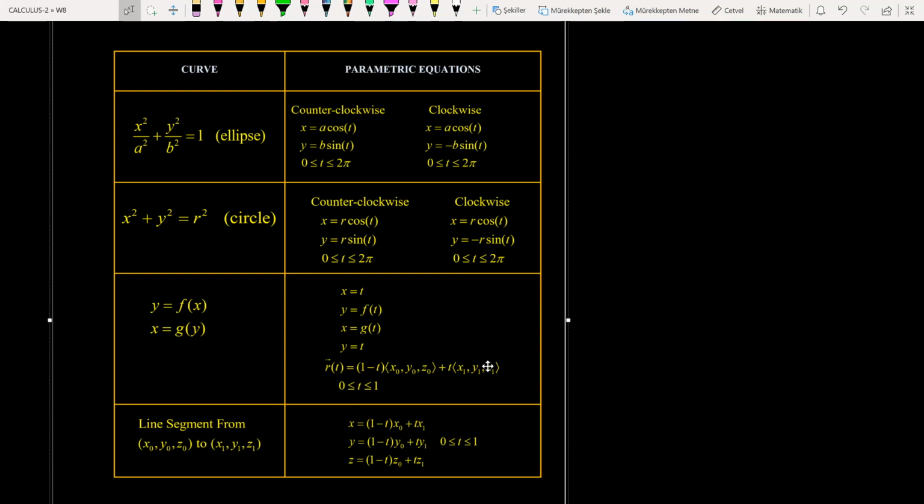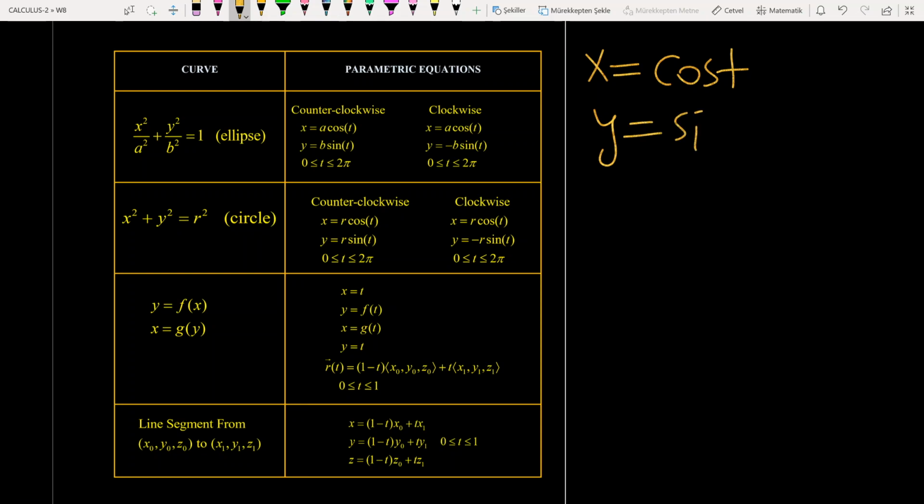For example, consider the equations x equals cosine t, y equals sine t. These equations form a parametric representation of the unit circle. Unit circle. Okay?